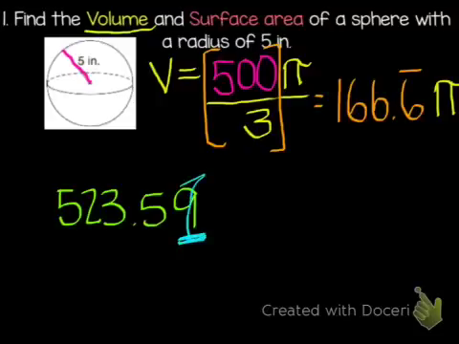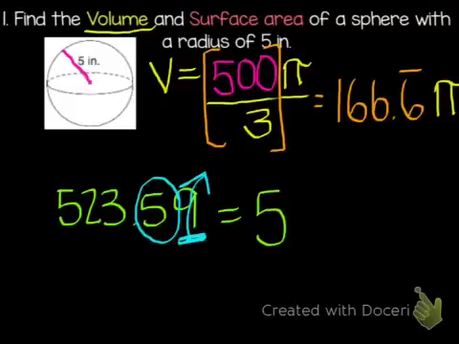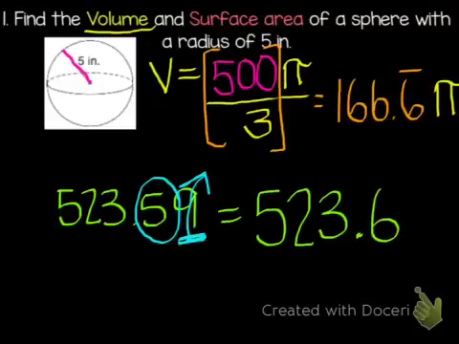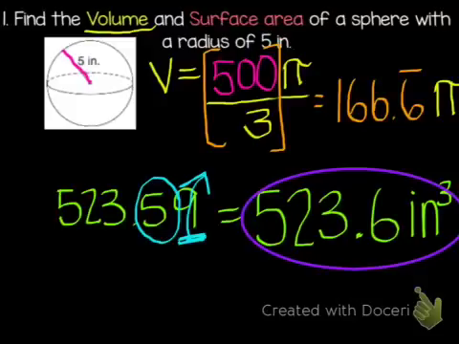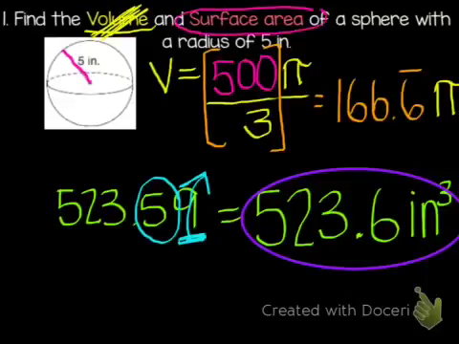9 is bigger than 5, so 0.5 is going to round up to 0.6. So it's equal to 523.6, and we're in inches to the third power for our volume. So that is the volume of our sphere. We're only halfway done, because we still need to find our surface area.